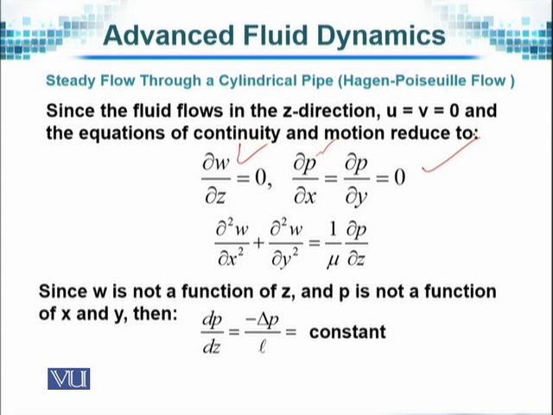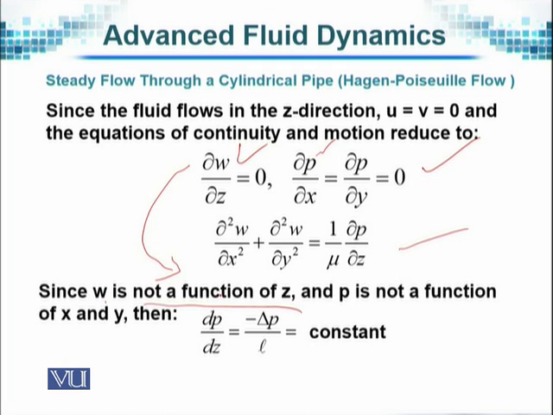From the momentum equation part, we can see in the z direction we have the contribution coming in as the second derivative of w with respect to x and y is equal to 1 over mu into dp by dz. Now since w is not a function of z, where does this result come from? It's coming from the continuity equation, that w is not depending on z and dw by dz is 0, and therefore we conclude that w is not a function of z.